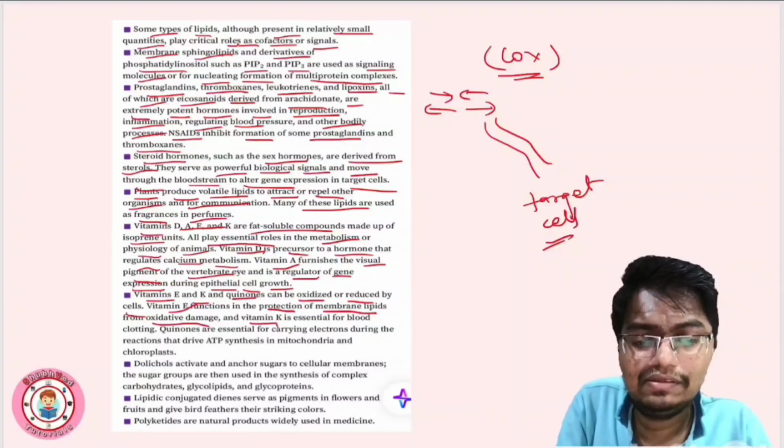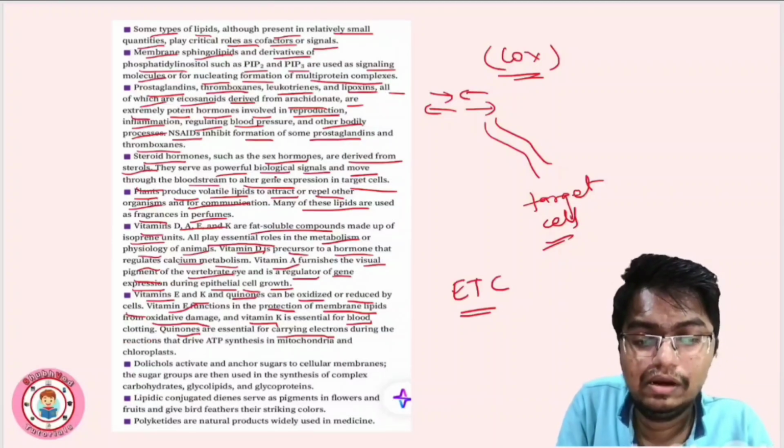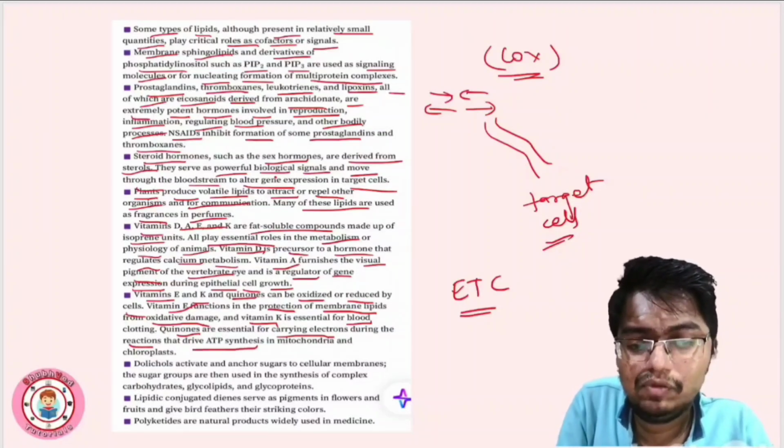एंड विटामिन के इज एसेंशियल फॉर ब्लड क्लॉटिंग. देन क्विनोन स्पेशली एसेंशियल फॉर कैरिंग इलेक्ट्रॉन्स. हमने देखा है यूबी क्विनोन जो प्रेजेंट होता है इलेक्ट्रॉन ट्रांसपोर्ट चेन में, राइट? टू ट्रांसफर इलेक्ट्रॉन, okay, carry electron during the reactions that drive ATP synthesis. तो ATP synthesis का फॉर्मेशन होता है इन माइटोकॉन्ड्रिया एंड क्लोरोप्लास्ट.